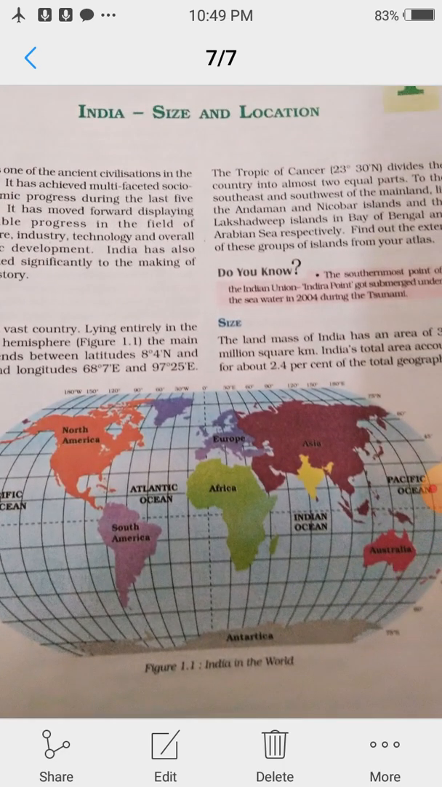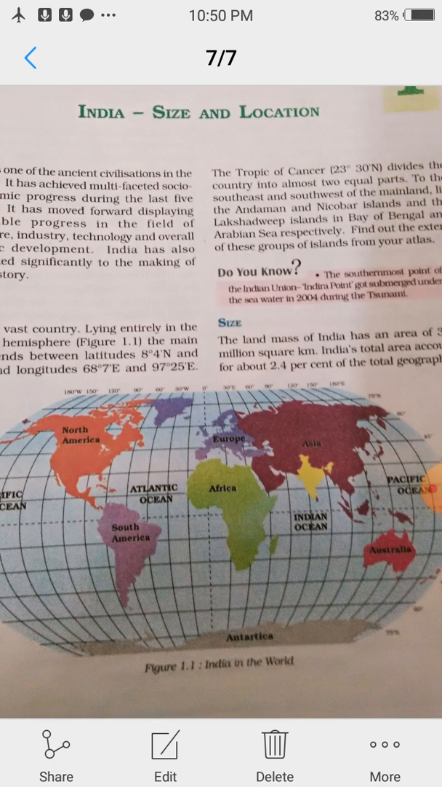Here India is a vast country lying entirely in the northern hemisphere. The globe is divided into two parts, south and north, and in between, in the middle, is the equator. So most of India lies in the northern hemisphere, as shown in Figure 1.1, which is in front of you.